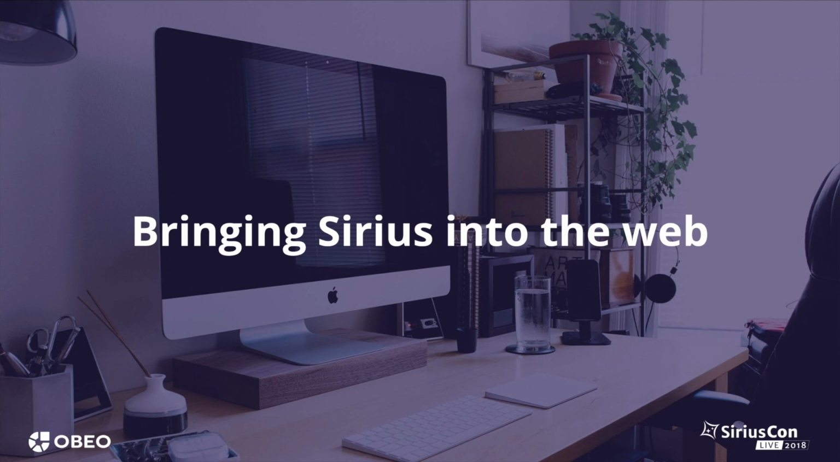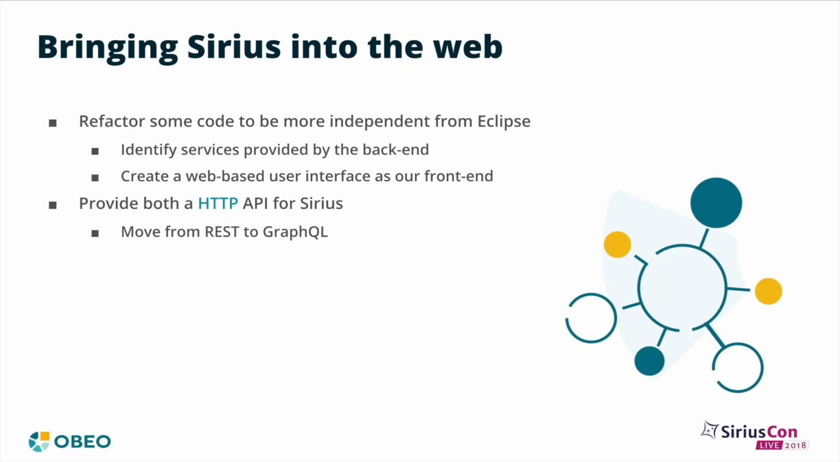After this, we have started to work on integrating Sirius in the web this time. Our first task was a refactoring of the code to be more independent from Eclipse by removing some dependencies to the Eclipse user interface, for example. We have also identified the various services which should be provided by the backend and then create a React-based user interface.